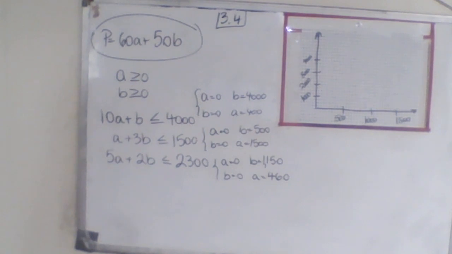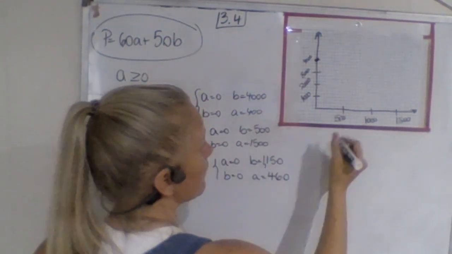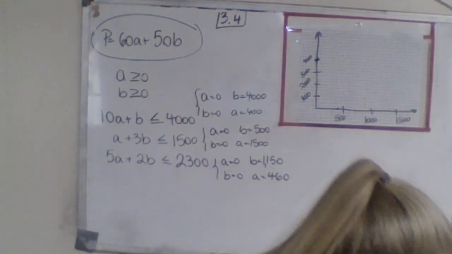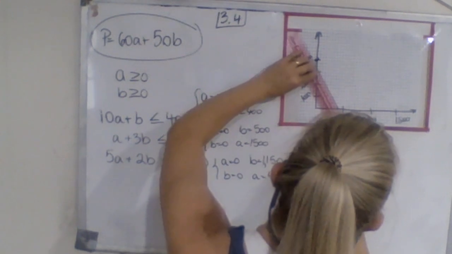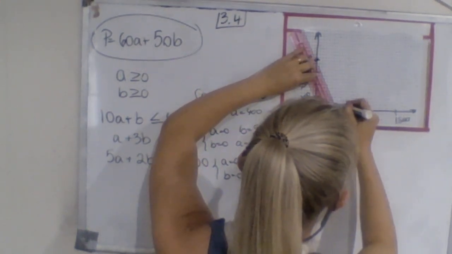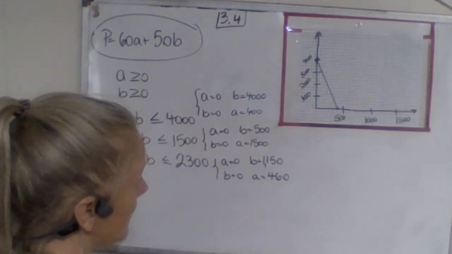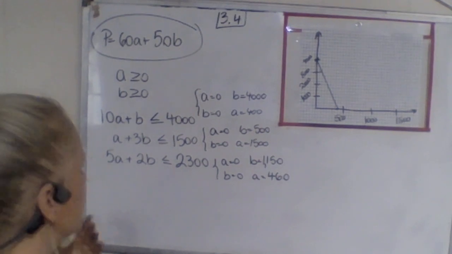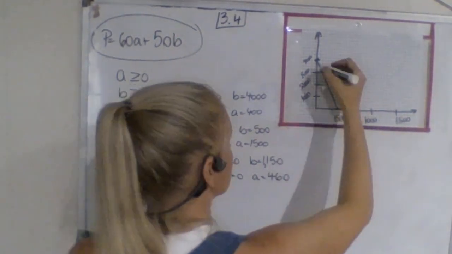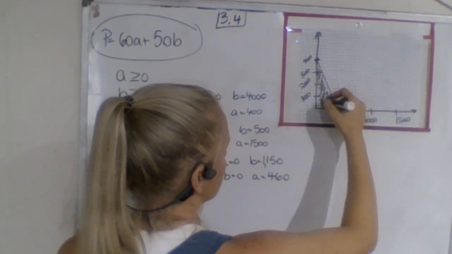Let's go ahead and graph the first line. B is 4,000. A is 400. I'm going to try and draw my lines correctly, to the best of my abilities. I'm going to use a ruler. I know that I'm going to shade all of them underneath it, and here's how I know. If I make them 0, each one of them kind of corresponds. So this is shaded underneath it, right?